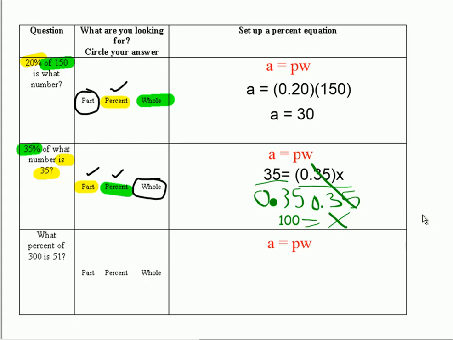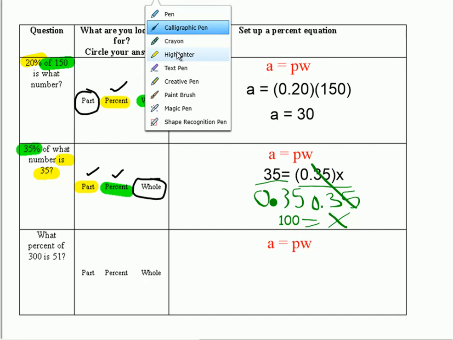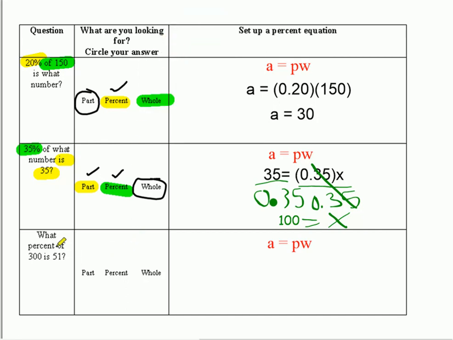Makes sense. And the final type of questions is I'm going to end up looking for the missing piece that I haven't found yet. So what percent of 300, so there's my of, that's my whole, is 51. That is my part, which means in this question I'm actually looking for the percent. I don't have it. It's very obvious I don't have it because there's no number in here that has a percent sign. Okay, so now I'm going to set up this equation, except this time the p will have no number in it, and we'll have a variable.